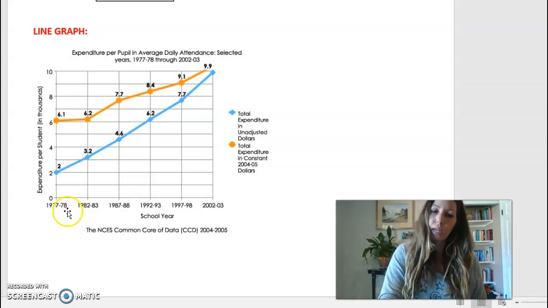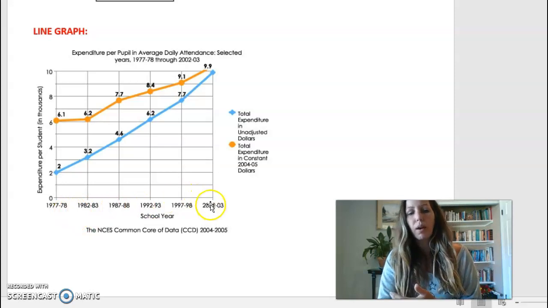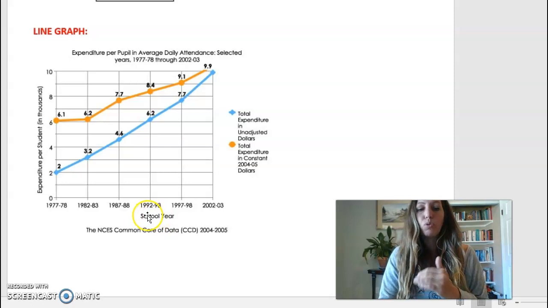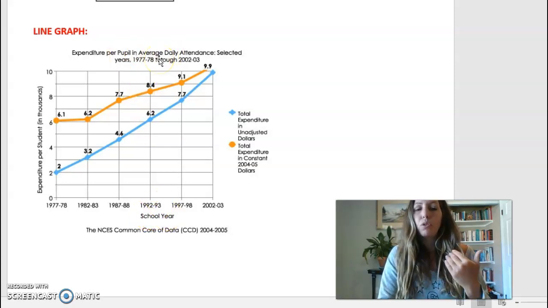And so back in the 1970s all the way to 2000, again, I've labeled the independent variable school year, and I've included up here on the top your title. Now, because there are 2 lines here, you do need to distinguish which data is what, and so therefore you're going to need to include a key.